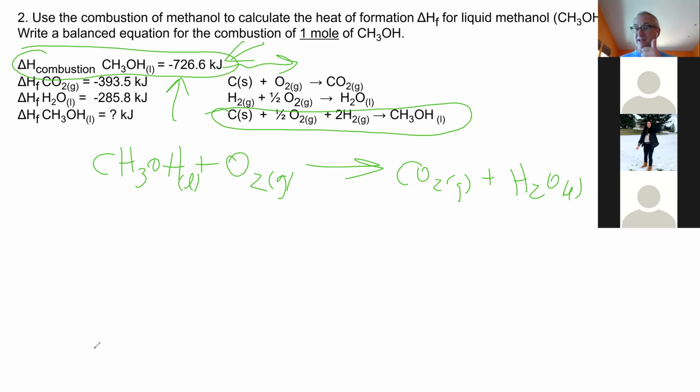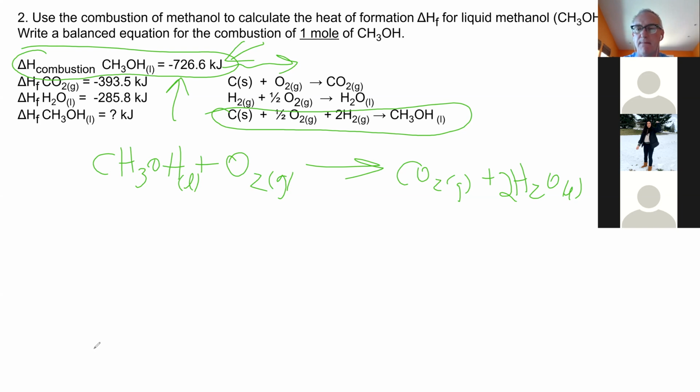Now we need to balance it, right? Because we need a balanced equation. So I've got one carbon on the left, one carbon on the right. I have 4 hydrogens on the left, but I only have 2 on the right. So what am I going to do there? Two in front of the water. Yes, 2 in front of water. That is correct.